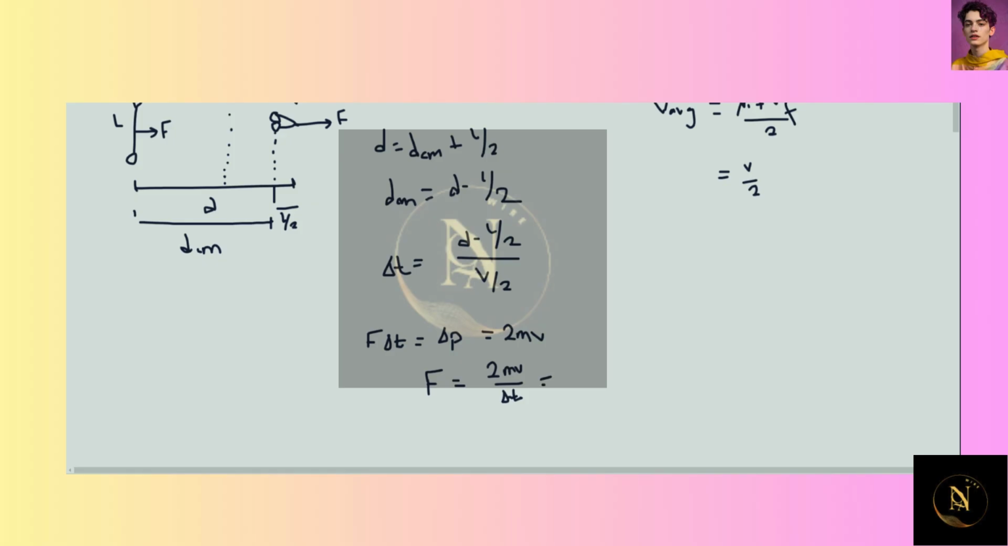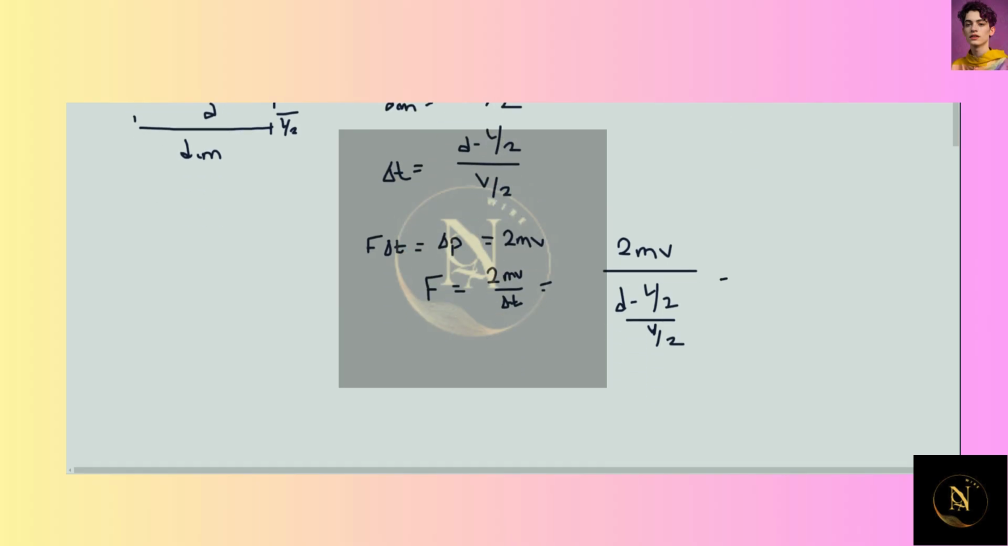And we know that delta t is given by this expression. So now we just say 2mv over delta t, in this case, is d minus L over 2 over v2, like so. Now we can express the velocity in terms of f, and we don't have a delta t anymore.